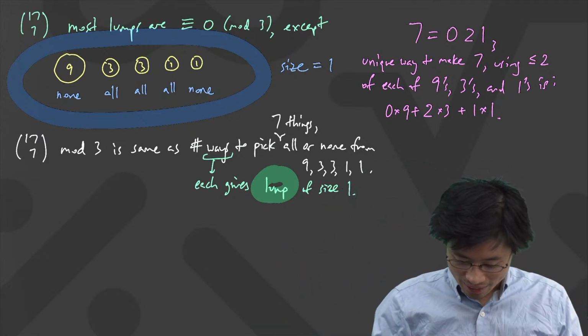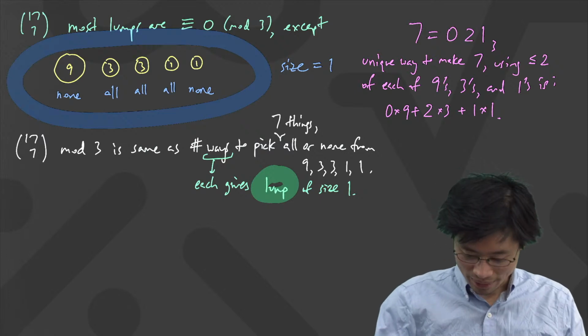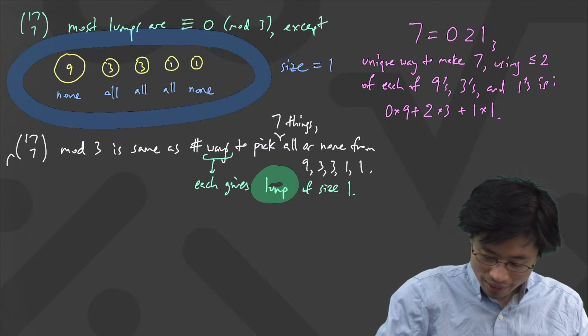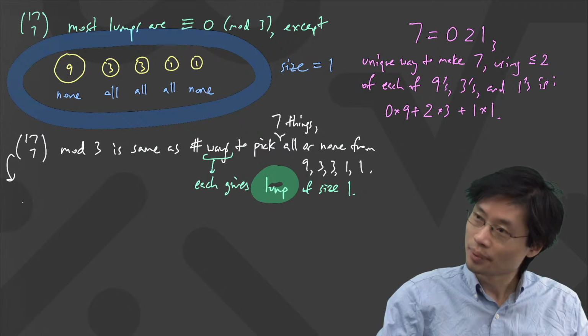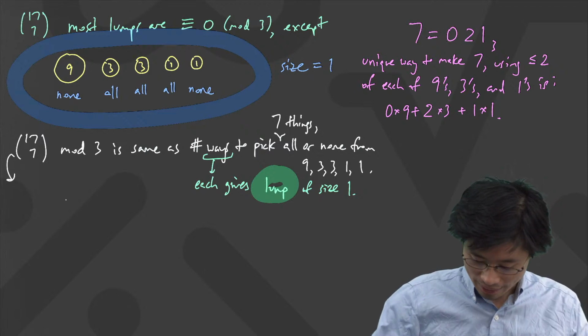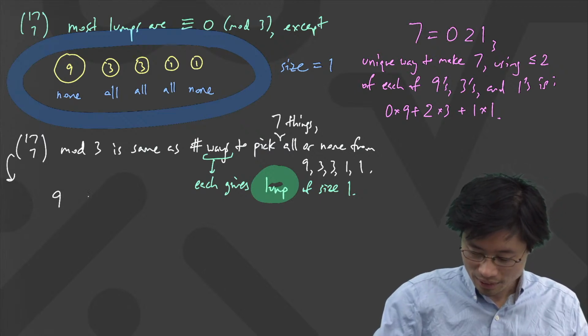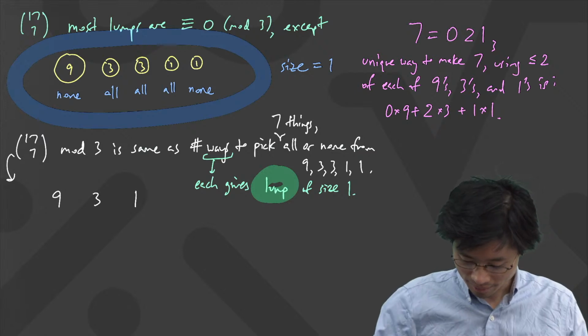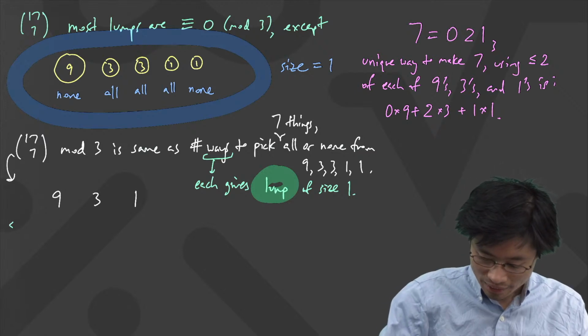So here's the punchline. Here's why it works. Okay, what's this number of ways? Well, here's what I've got. I have 9s, 3s, and 1s. I have some number of supply.